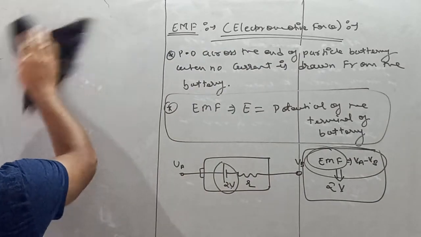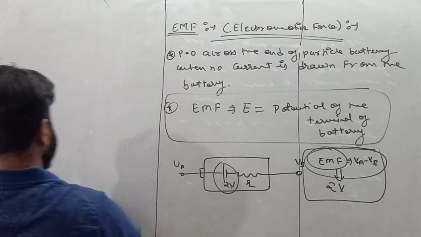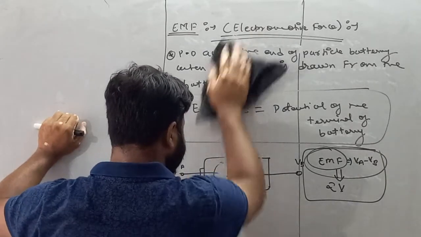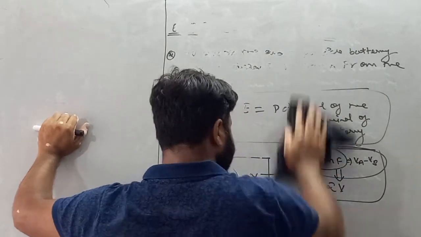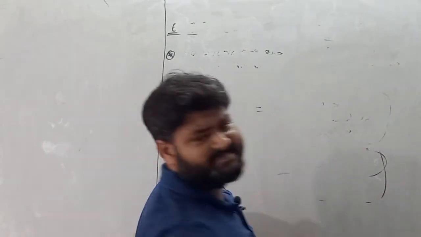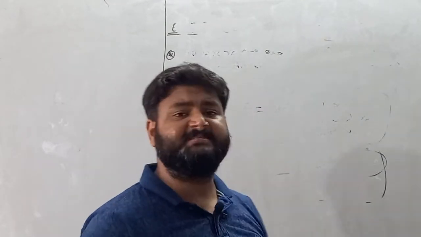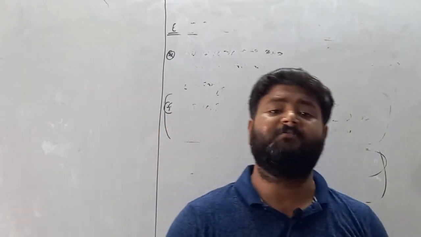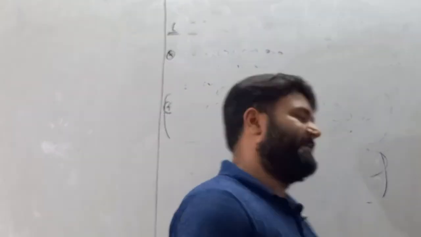Now we are discussing case 2, in which we connect the battery with an external circuit, that is, current is drawn from the battery. So write down case 2, potential difference. I hope you all understand this, practical battery and ideal battery, and what EMF actually is. EMF is nothing but the potential across the practical battery when no current is drawn from the battery, meaning the battery is not connected with any external circuit. Now we'll connect the battery with an external circuit and then calculate the potential difference across the practical battery.